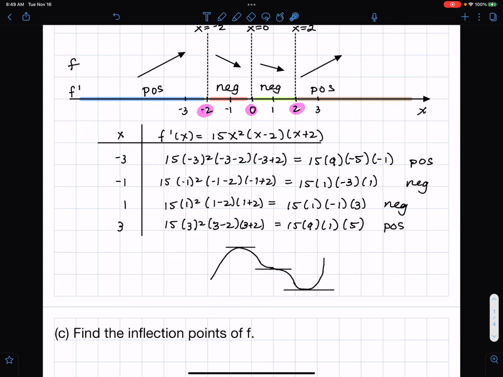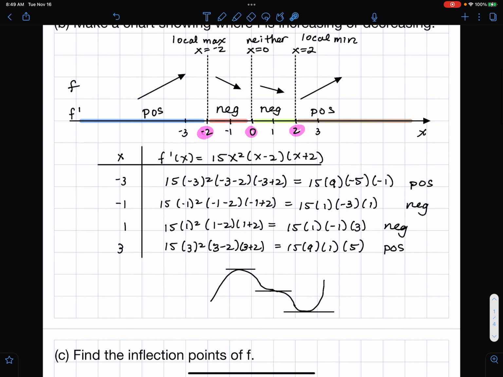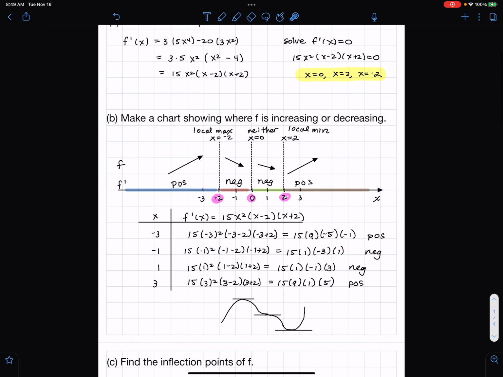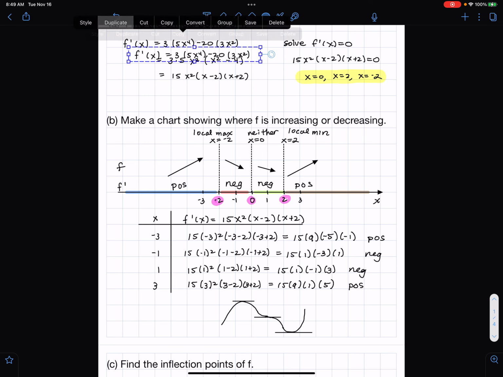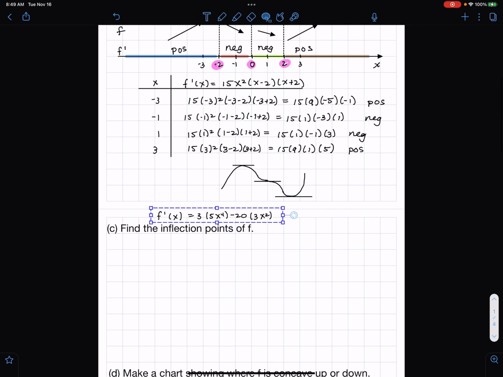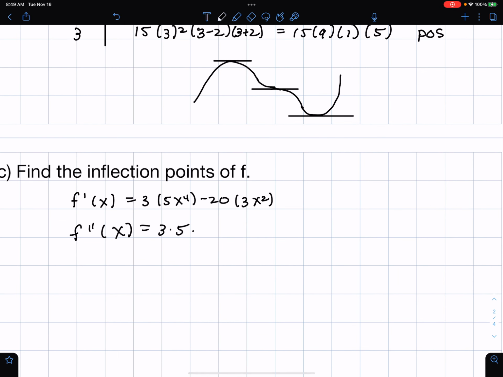Now the inflection points are where the function changes from concave up to concave down. Let's find the inflection points of f. In order to do that, I need to start off with the derivative, f prime, because I need to find the second derivative. What we do for the inflection points is we find the second derivative, set it equal to 0, and solve. So I have f double prime of x. This is 3 times 5 times the derivative of x to the 4th, which is 4x cubed, minus 20 times 3, the derivative of x squared, which is 2x.